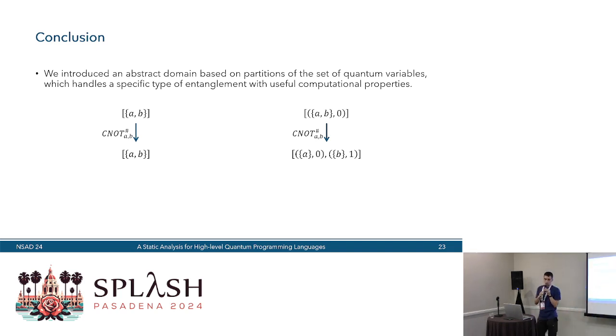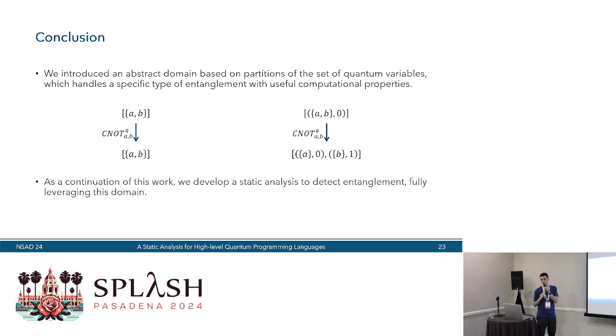And we have built a domain in order to build an analysis, in fact, as a continuation of this work that was a future work in the paper, but now is more an actual work. We build a static analysis that fully employs this domain. So basically, we have added another element to this domain, some label to represent the state of the qubit, and then we have defined all the abstract semantics to properly analyze the entanglement.